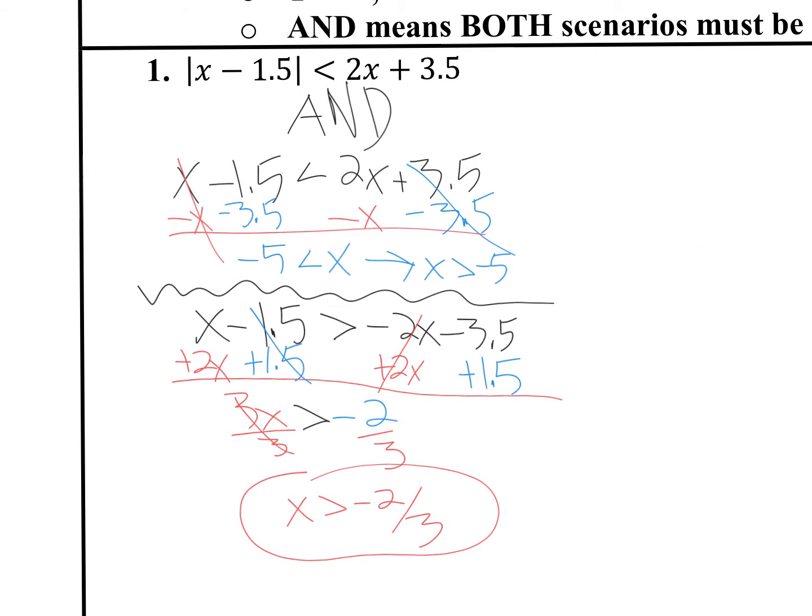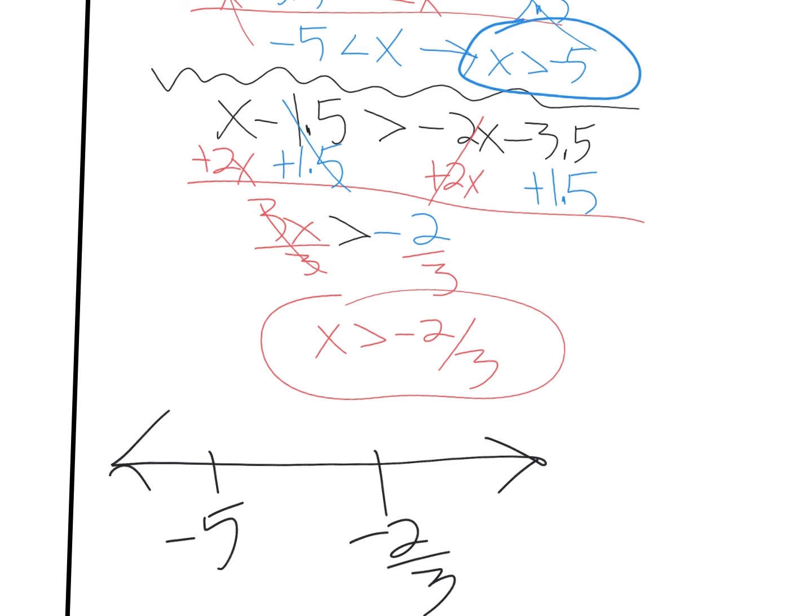So what I like to do is graph both of my answers on a number line and then determine what my final answer will be based off of how the shading goes and whether it's an and or an or problem. Okay, so my first answer was x is greater than negative 5. So I'd put an open dot at negative 5 and I'd shade to the right. And then I got my second answer of x is greater than negative 2 over 3. So I put an open dot at negative 2 over 3, and I also shade to the right.